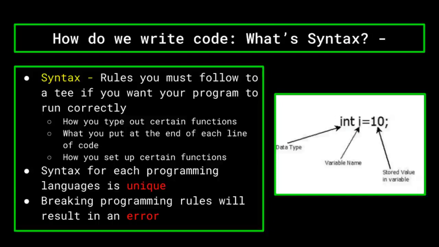Programming grammar is referred to as syntax and is very similar to real-world grammar. Each programming language has its own syntax, or rules, that you have to follow to a T if you want your program to run correctly, just as if you were speaking in real life. These can be things such as how you type out certain functions, what you put at the end of a line of code, and how you set up certain functions. Each language is unique in its syntax, and while some may share similar rules, all will have some quirk which makes it stand out from the rest.